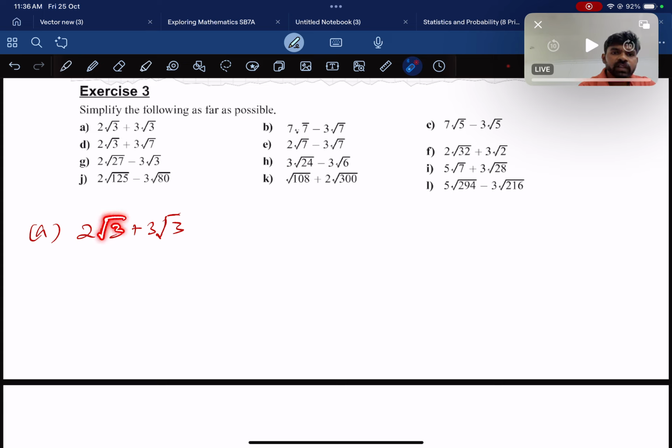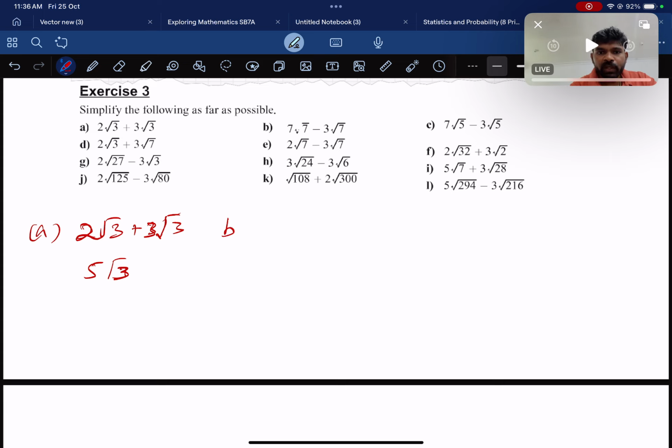It means that we can easily add the numbers with the numbers. So our answer will be 5 root of 3. We are just going to add 2 and 3, that gives you 5, and the root 3 that was common for both the surds, we can write as it is.